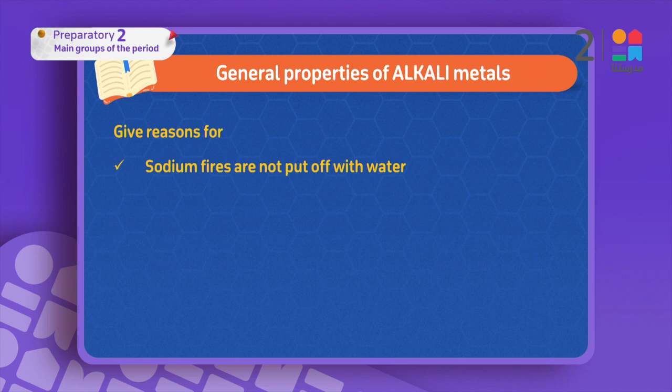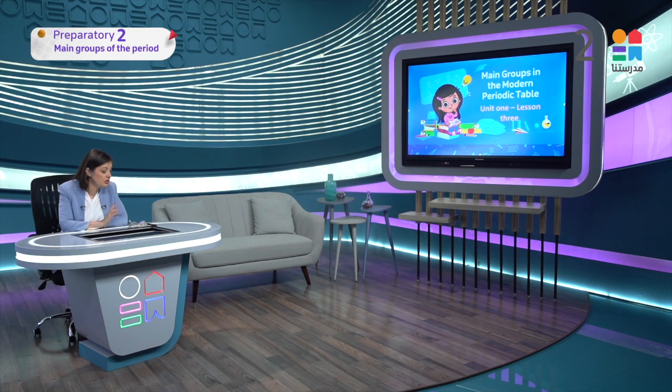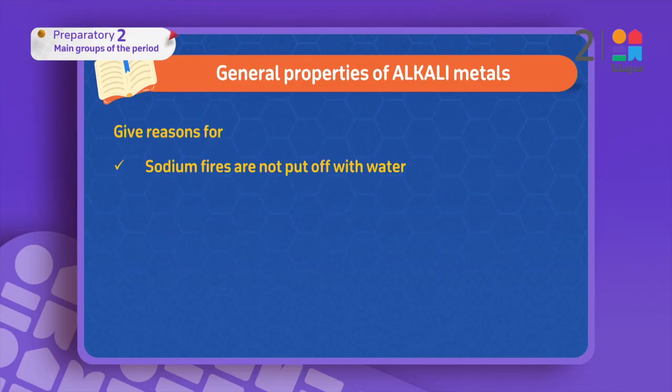Now, give reason. Sodium fires: if we have a fire in a place that contains sodium for any reason, in a factory or in a lab or any place, sodium fires are not put off with water. We can't put out a fire containing sodium with water.